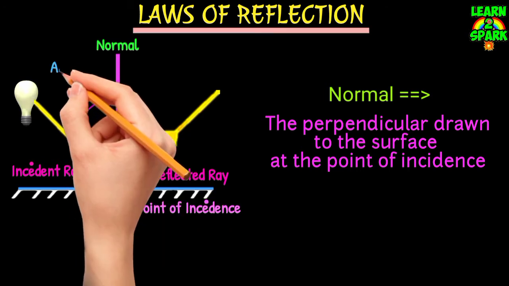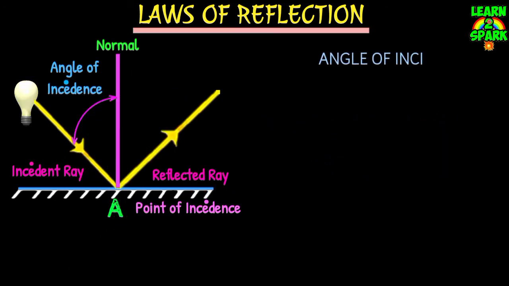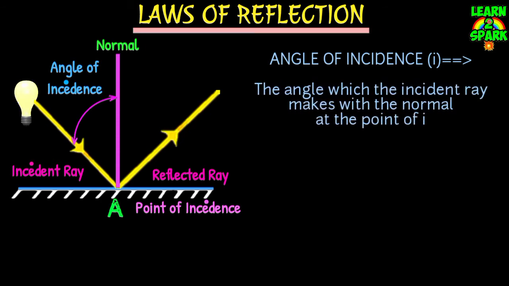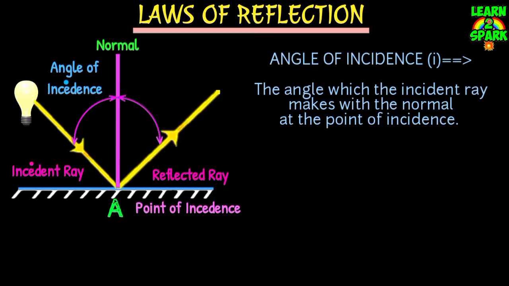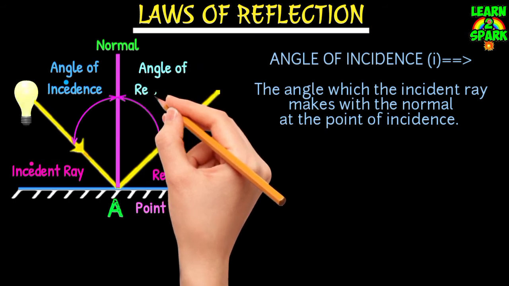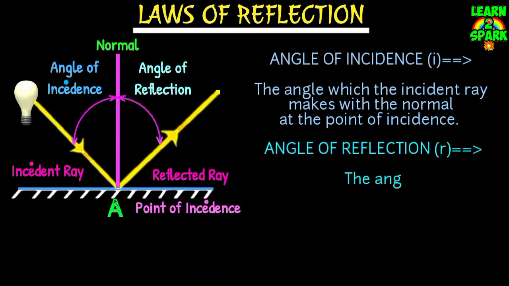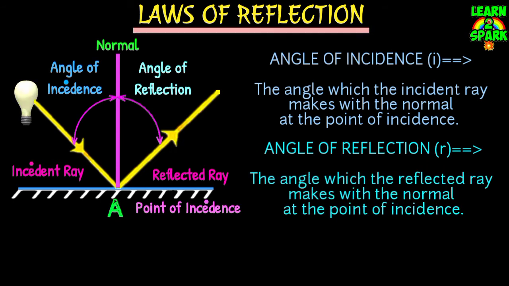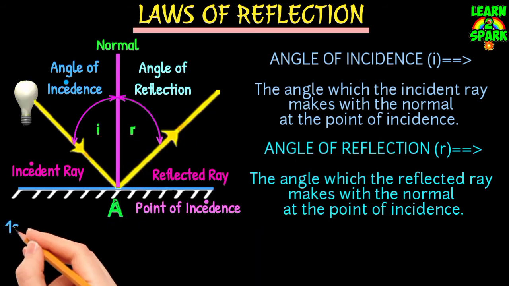The angle produced with the incident ray is called the angle of incidence. Therefore, the angle of incidence is the angle which the incident ray makes with the normal at the point of incidence. Now, the angle produced by the normal with the reflected ray is called the angle of reflection. So, by definition we can say it is the angle which the reflected ray makes with the normal at the point of incidence. These two angles are denoted by I and R respectively.